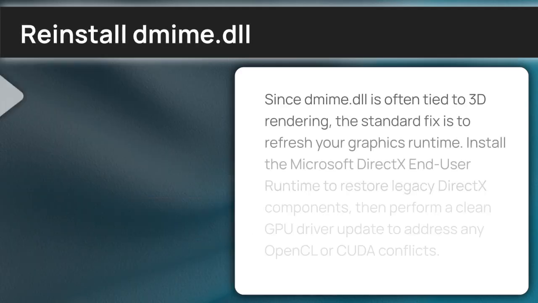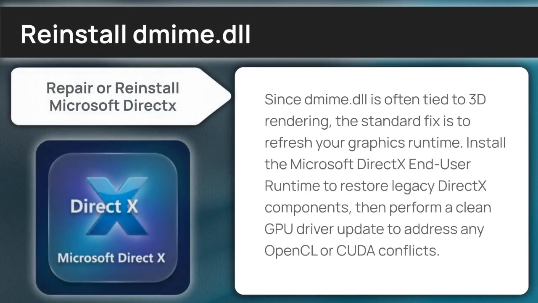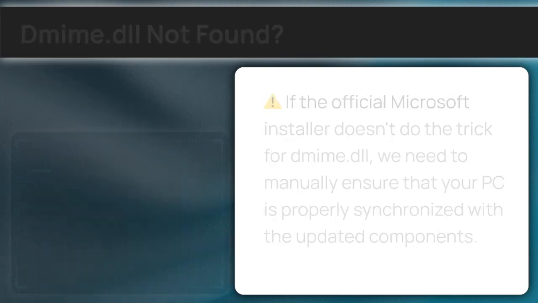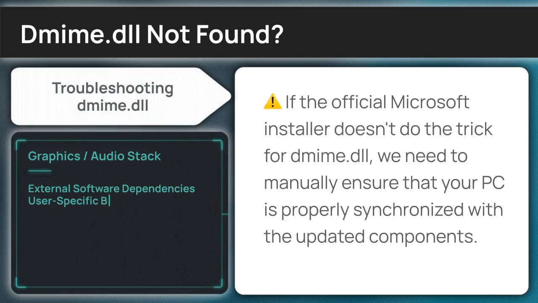Since the DirectMusic Interactive Engine DLL is often tied to 3D rendering, the standard fix is to refresh your graphics runtime. Install the Microsoft DirectX end-user runtime to restore legacy DirectX components, then perform a clean GPU driver update to address any OpenCL or CUDA conflicts. If that initial setup didn't clear the pop-up, let's examine the specific initialization sequence assigned to your application's directory.